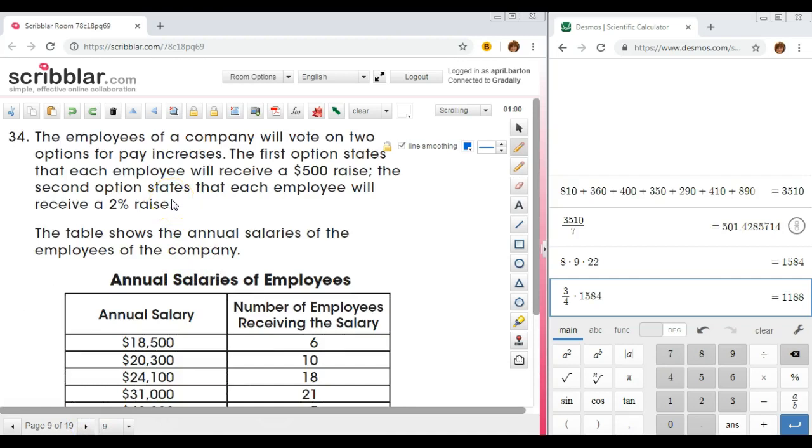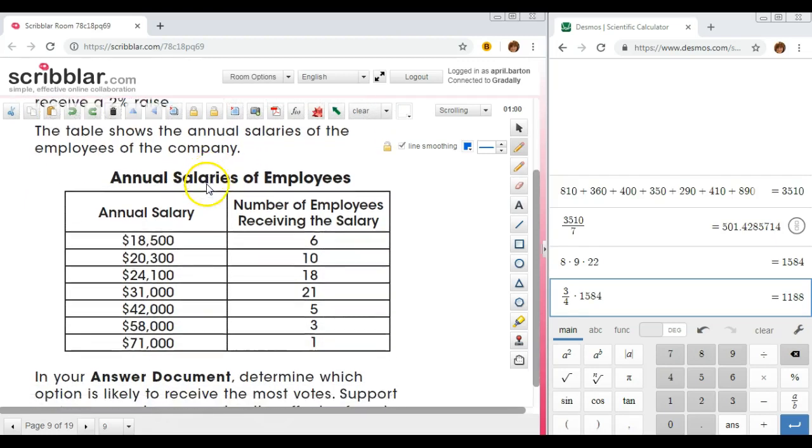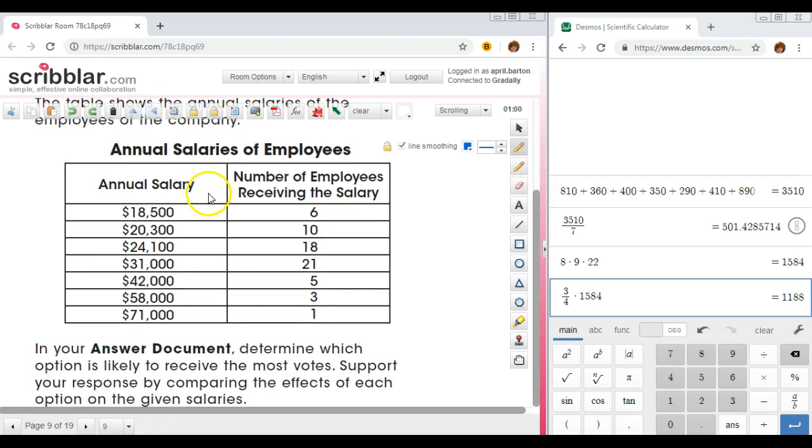Question 34. The employees of a company will vote on 2 options for pay increases. The first option states that each employee will receive a $500 raise. The second option states that each employee will receive a 2% raise. The table shows the annual salaries of the employees of the company. In your answer document, determine which option is likely to receive the most votes. Support your response by comparing the effect of each option on the given salaries.